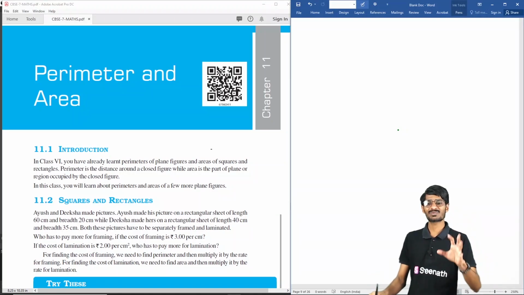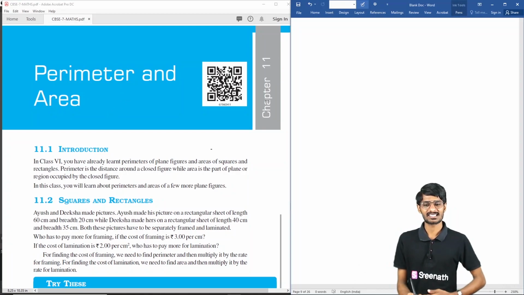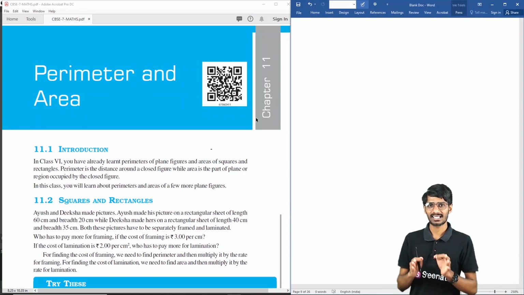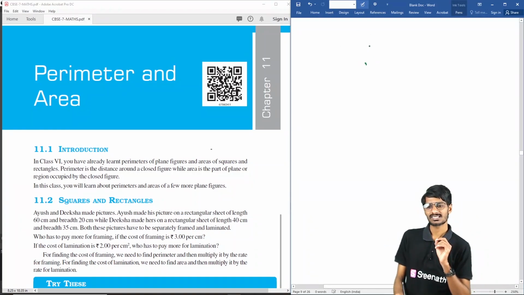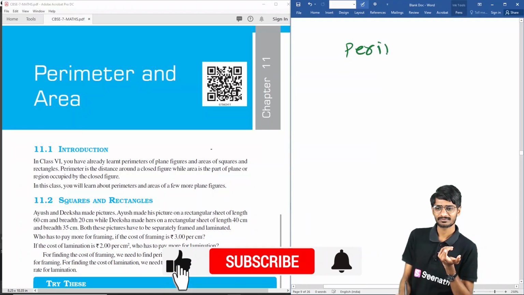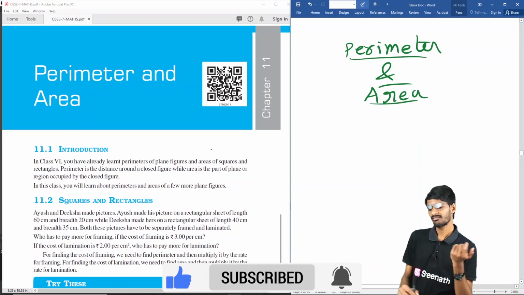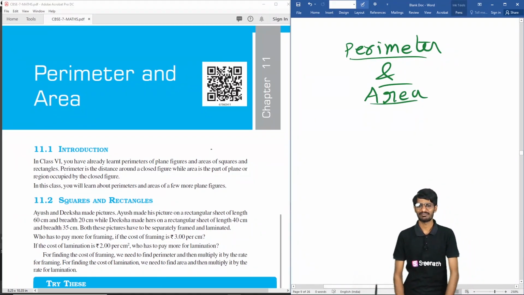In this present chapter, we are going to discuss perimeter and area, which is the 11th chapter from 7th class CBSE Maths subject. Okay students, so the chapter name is perimeter and area, which is the 11th chapter from 7th class CBSE Maths.